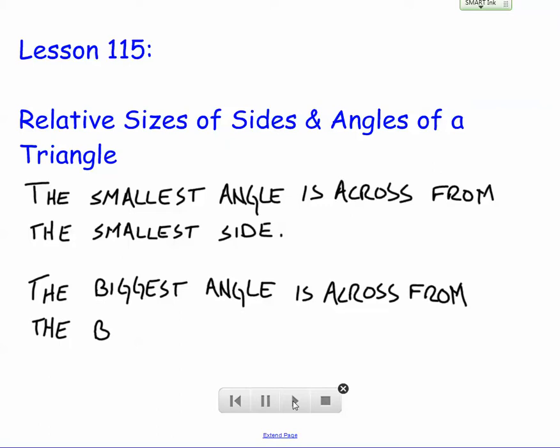Now we already know that the biggest side on a right triangle is the hypotenuse, and that should be kind of obvious because it's across from the biggest angle. The biggest angle in a right triangle is the 90-degree angle. All right, so let's use this information in a couple examples.